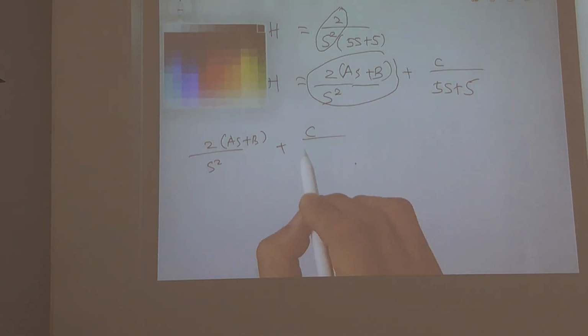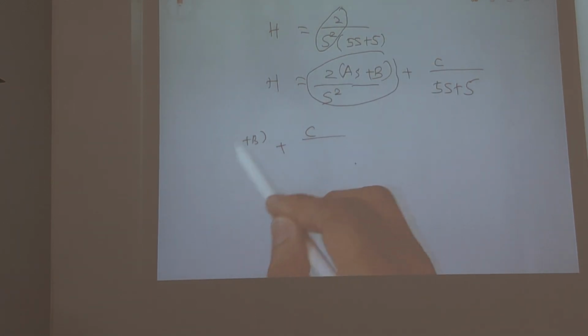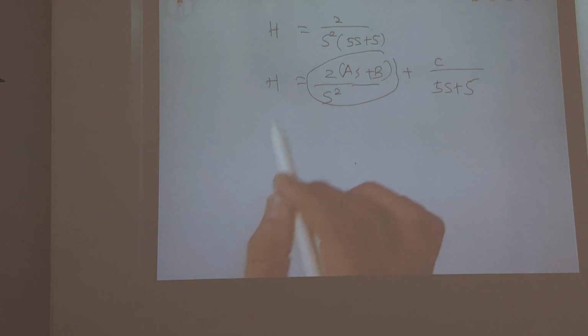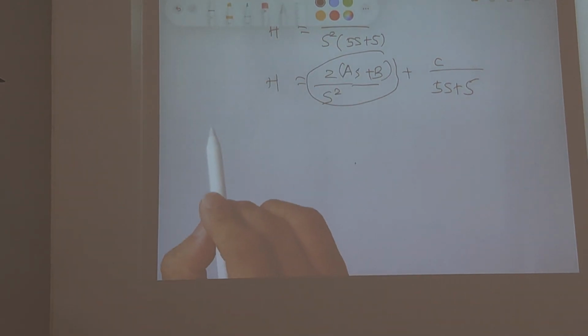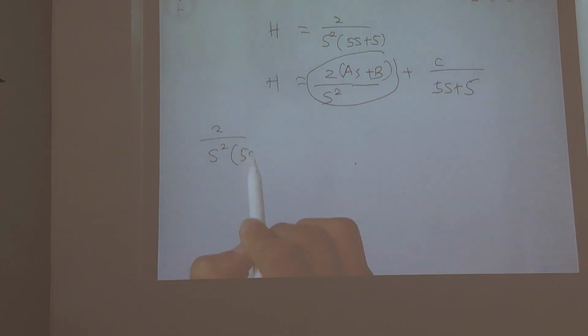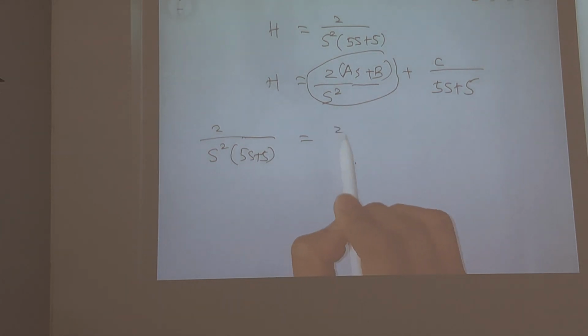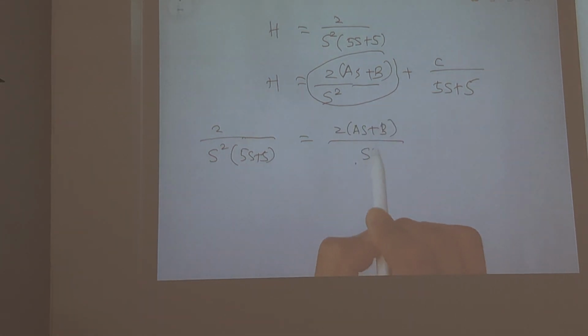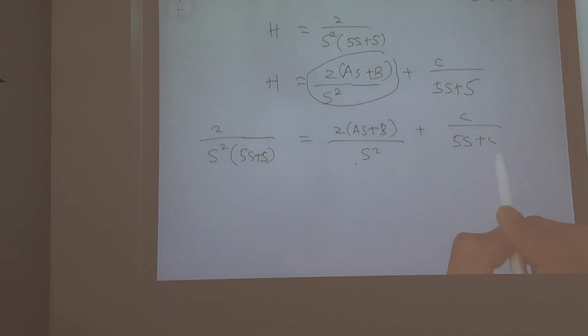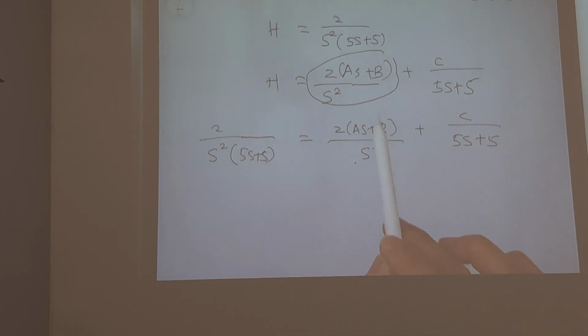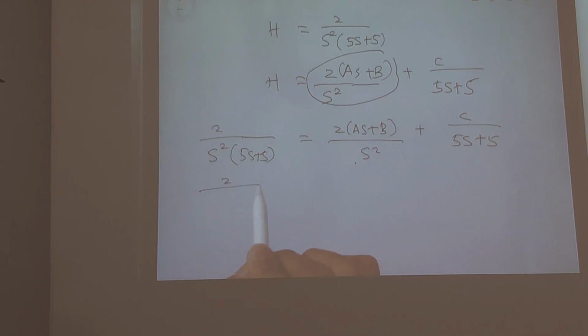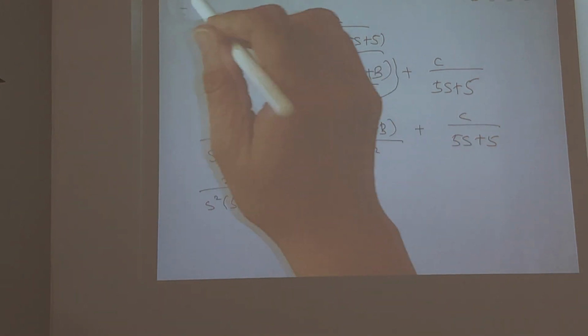I need to find the As plus B. So on your left hand side I have 2 divided by s power 2 multiplied by 5s plus 5. This one can break into As plus B divided by s power 2 plus C divided by 5s plus 5. From this side onward, it's just partial fractions, nothing to do with my Laplace. I just want to partial fraction it so that I can use the table. In order to find A, B, and C, I cross multiply it. This one I keep as it is, and on this side I have 2.